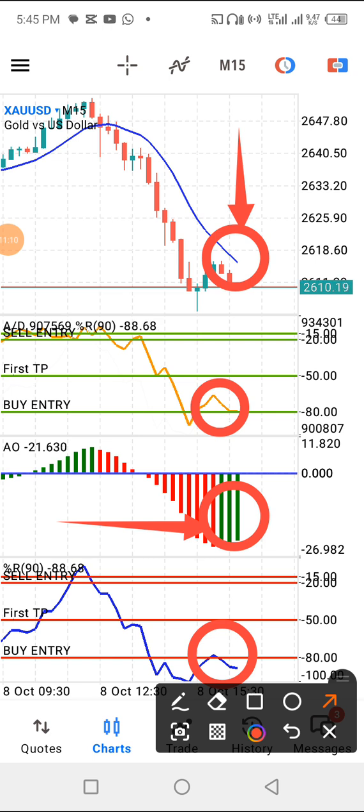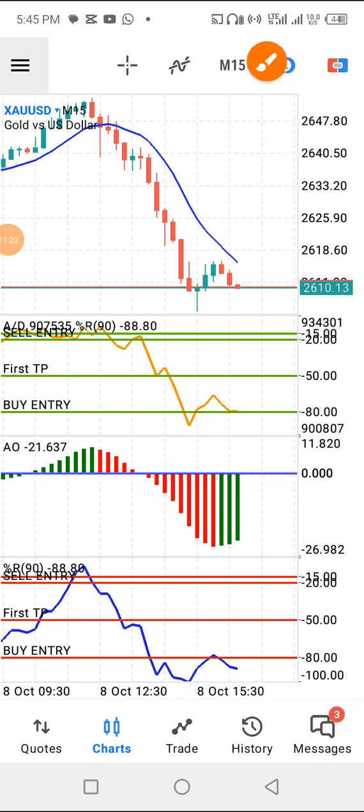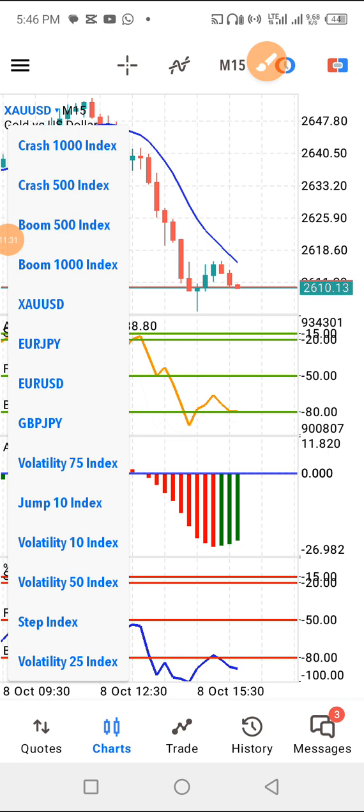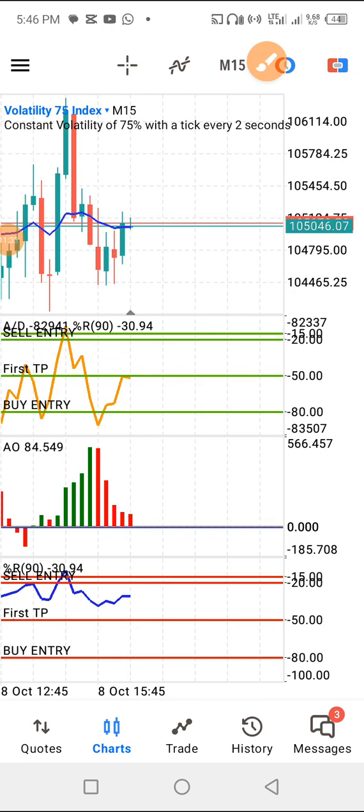So only when the 2 or the 4 are intact is when you take your entry. It works for both synthetic indices and forex. Now let's check on synthetic indices. For those of you who love to trade Volatility 75, let's see the condition of Volatility 75.